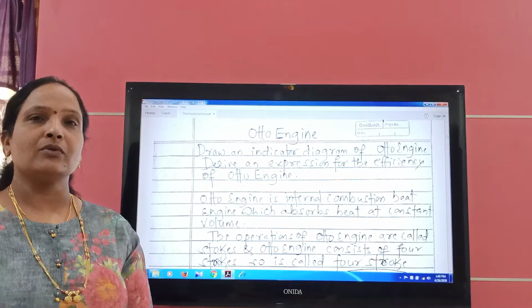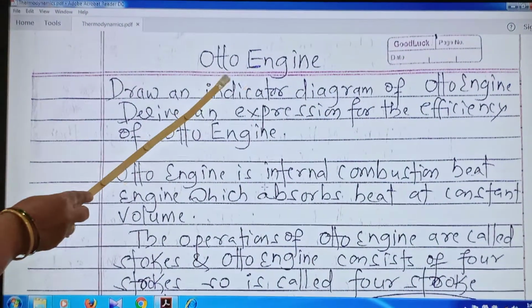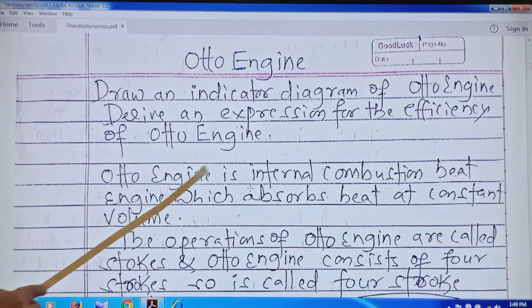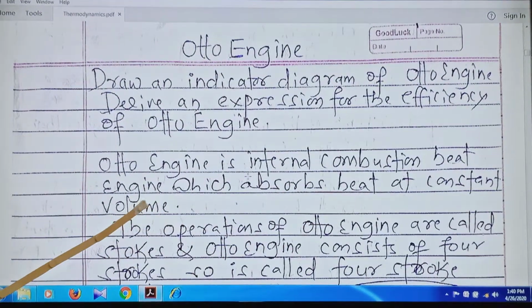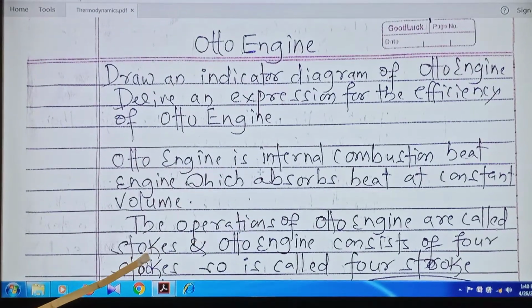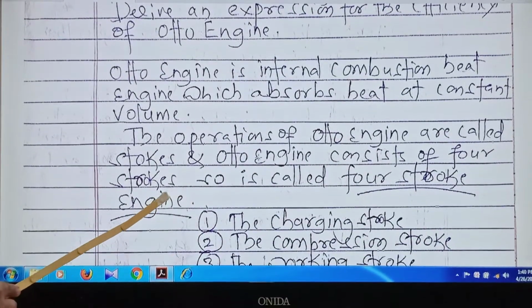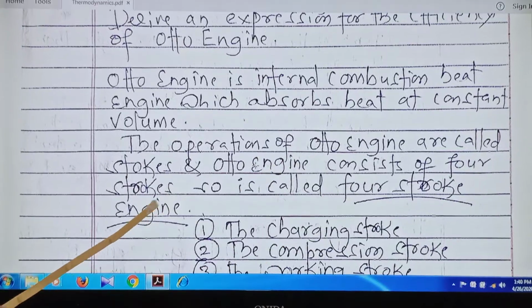We will discuss the Otto engine. The Otto engine is one type of heat engine, an internal combustion heat engine which absorbs heat energy at constant volume. The operations of the Otto engine are called strokes, and the Otto engine consists of 4 strokes. So the Otto engine is called a 4-stroke engine.